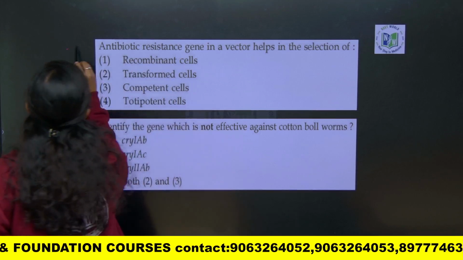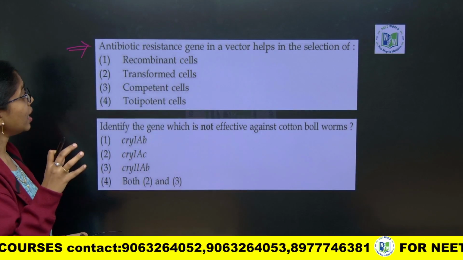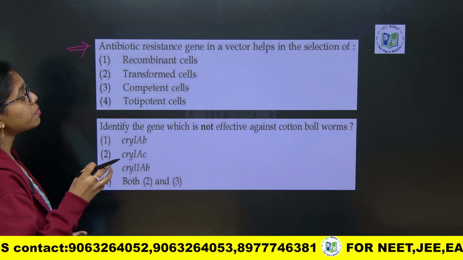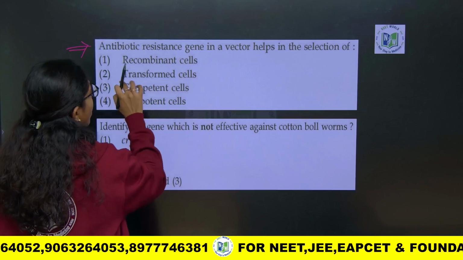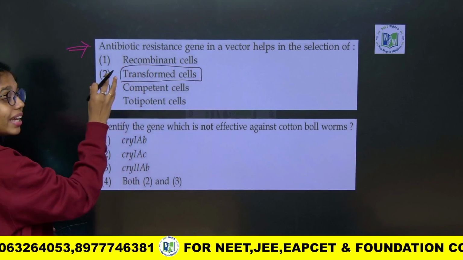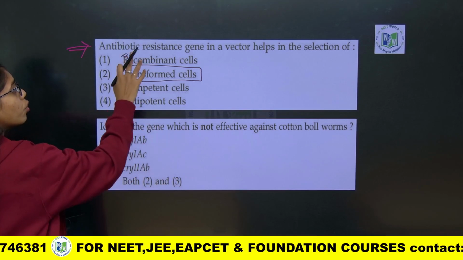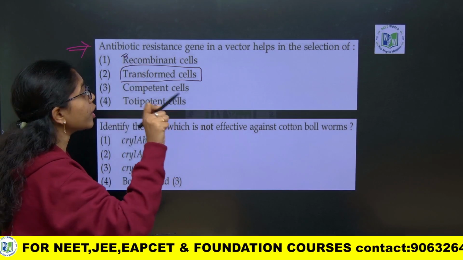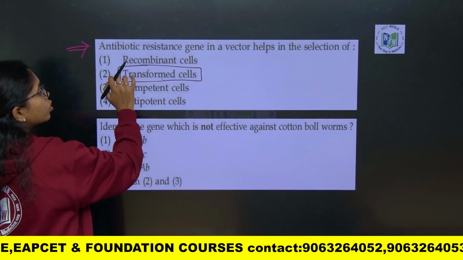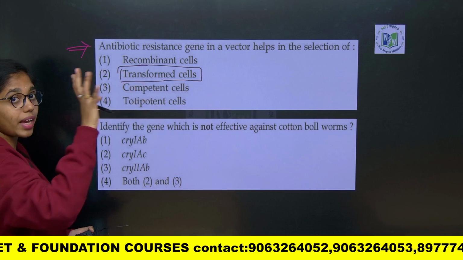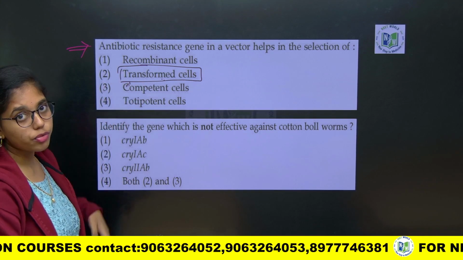Next, antibiotic resistance gene. An antibiotic resistance gene in a vector helps in the selection of, primarily, transformed cells. If in your question transformed cells option is not given, then you can also go for recombinant cells, but primarily it will help in the selection of transformed cells. Here in this question we have to choose only one option, right? So the most accurate answer will be transformed cells.